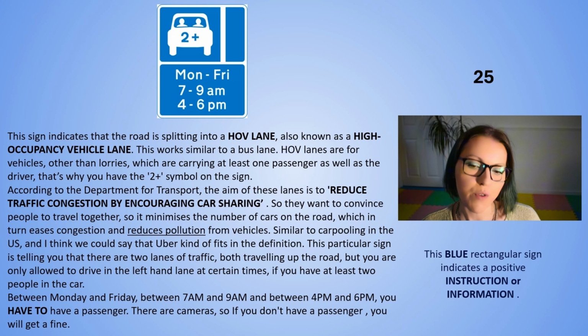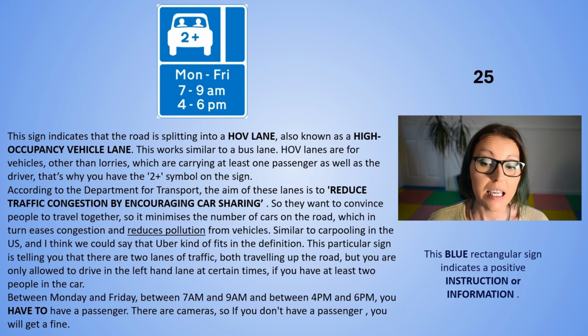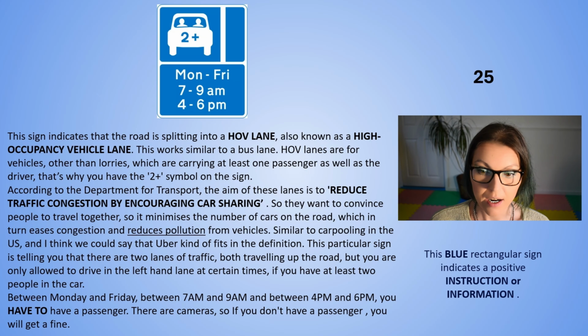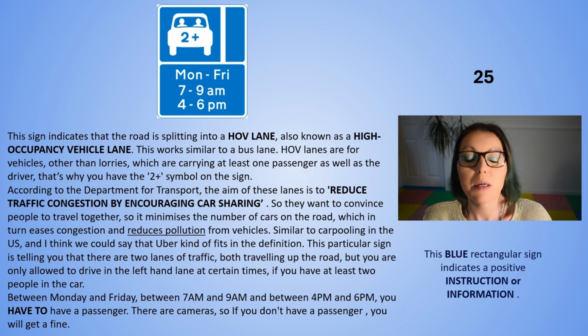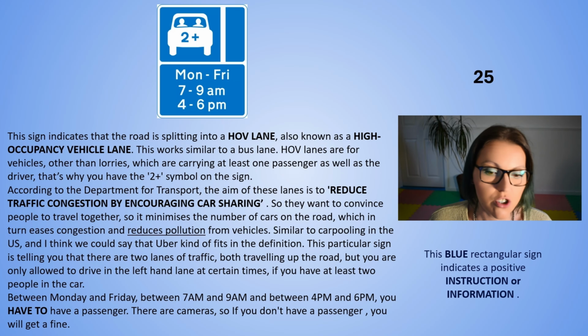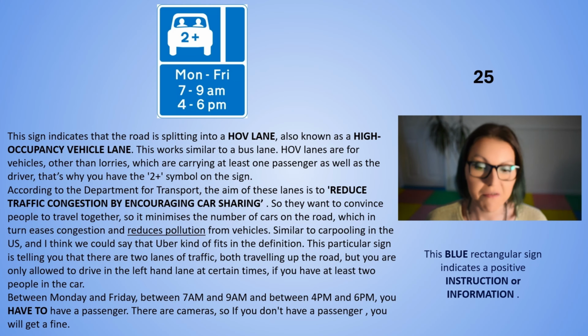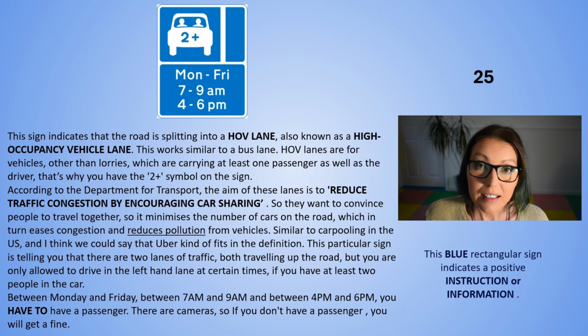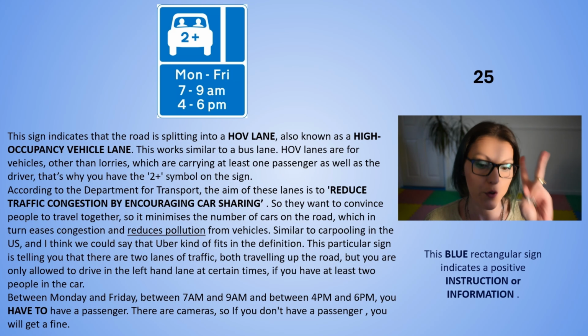According to the Department for Transport, the aim of these lanes is to reduce traffic congestion by encouraging car sharing. So they want to convince people to travel together so that it minimizes the number of cars on the roads, which in turn eases congestion and reduces pollution from vehicles. Similar to carpooling in the US, and I think we could say that Uber also fits in with the definition.